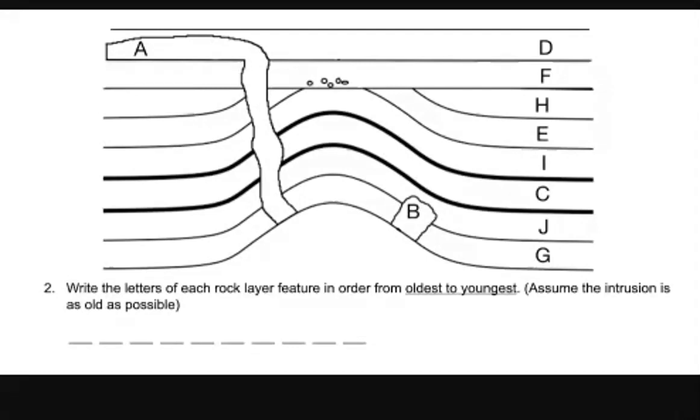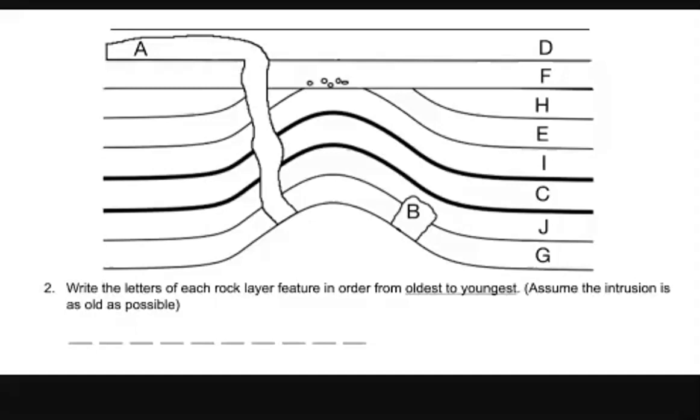So G, J, B. That intrusion cuts through those layers. Then it goes C, I, E, H, F. Then A can cut through all of those layers, make its own layer, and then D can lay on top of it. So the ending is F, A, D for this one here. Okay? Questions for me?